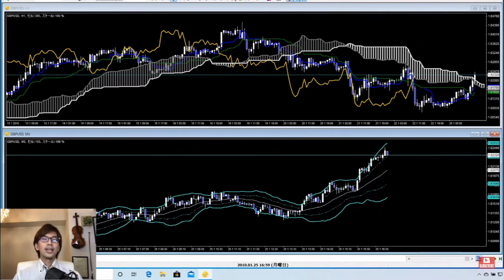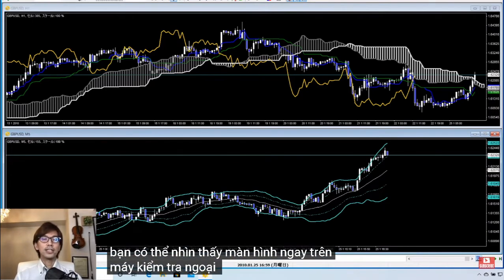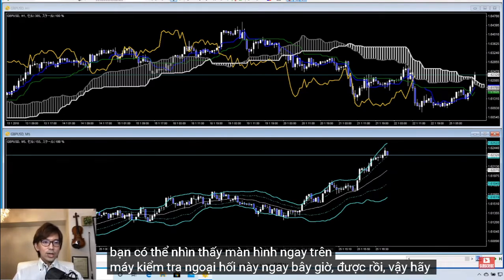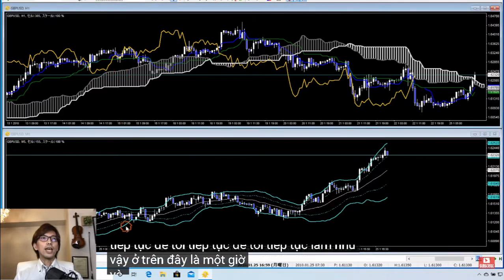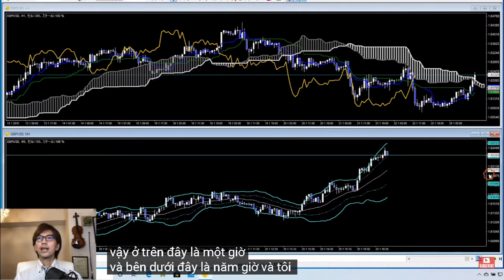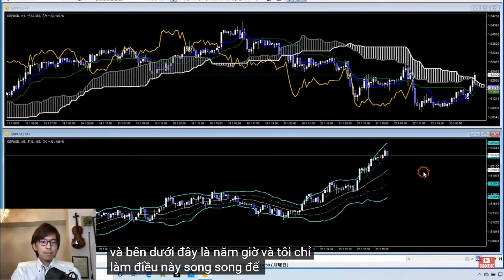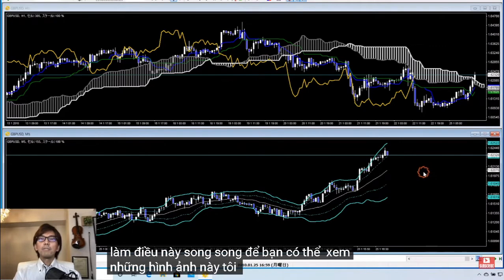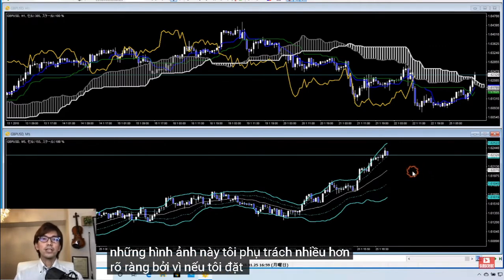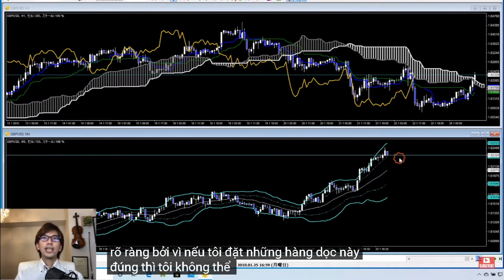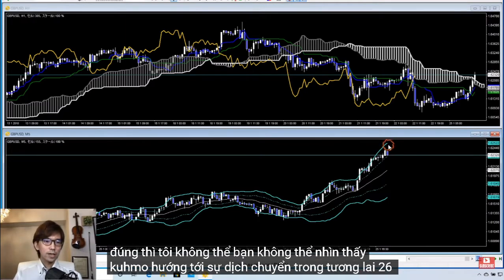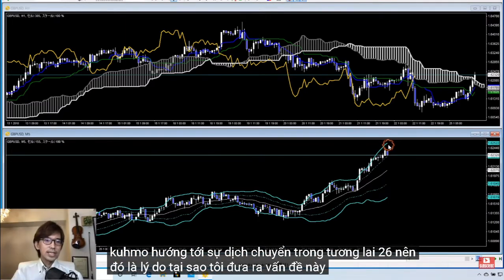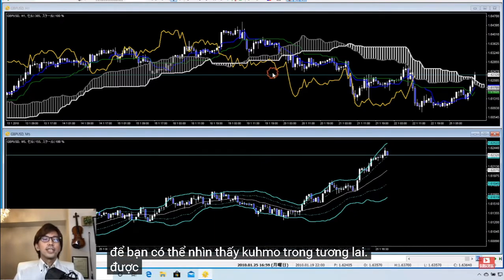Okay. All right. Good. So you can see the screen right on this Forex Tester for now. So up above here, this is 1 hour, and below here this is 5, and I just make these parallel so that you can see these charts more clearly. Because if I put these vertical, then you can't see the Kumo towards the future shifting. So that's why I'm making this parallel so that you can see the Kumo in the future.